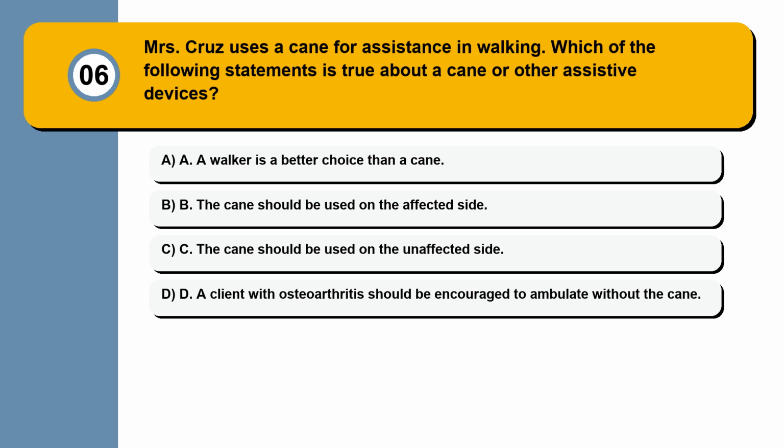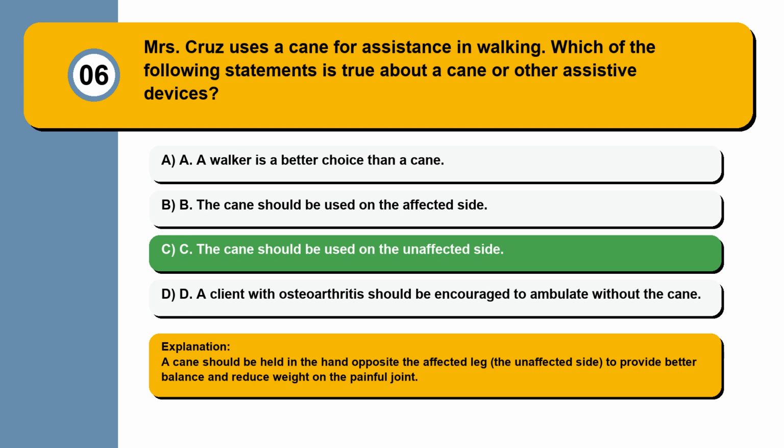Question 6. Mrs. Cruz uses a cane for assistance in walking. Which of the following statements is true about a cane or other assistive devices? A. A walker is a better choice than a cane. B. The cane should be used on the affected side. C. The cane should be used on the unaffected side. D. A client with osteoarthritis should be encouraged to ambulate without the cane.